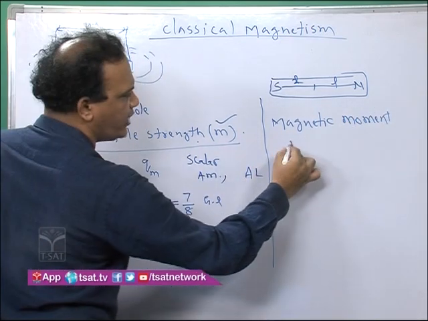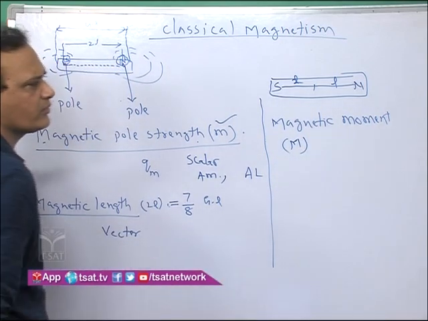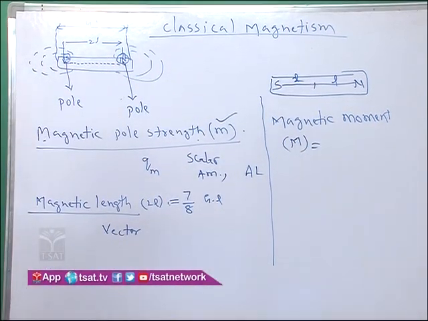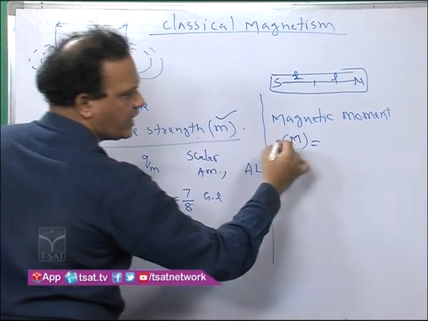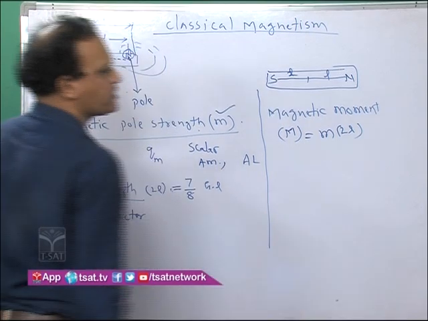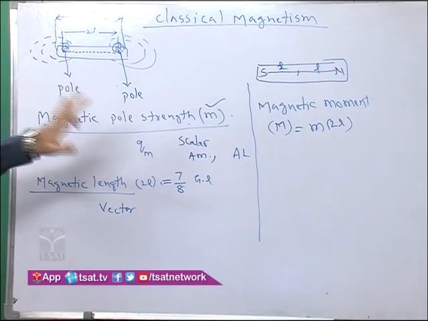It is denoted by capital M. Simply say that it is the total attraction power of the bar magnet. Total attractive power means it is the product of pole strength and the length of the magnet. So what length here? Magnetic length only.